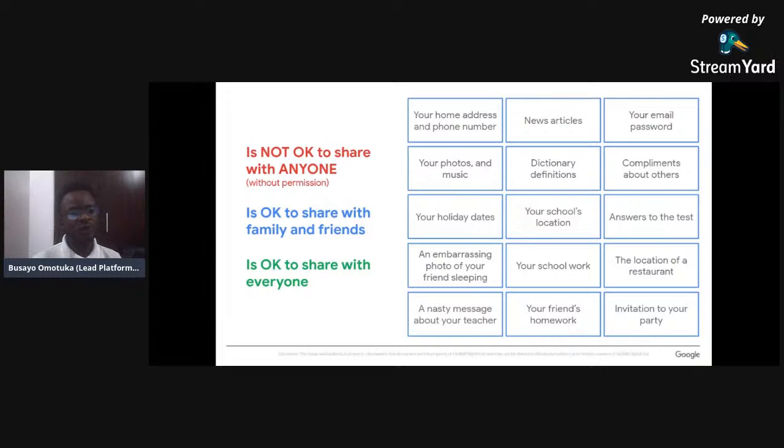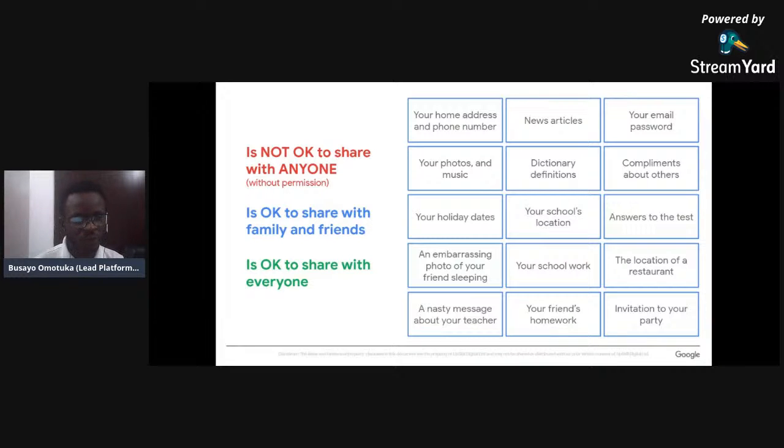So we're going to be reflecting on what we've said so far about sharing, about some information that we shouldn't share with people, some information we can share with people, and the ones we can't share without permission. So looking at what we have on our screen.